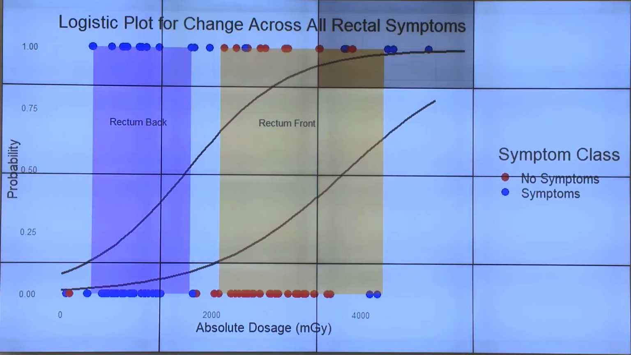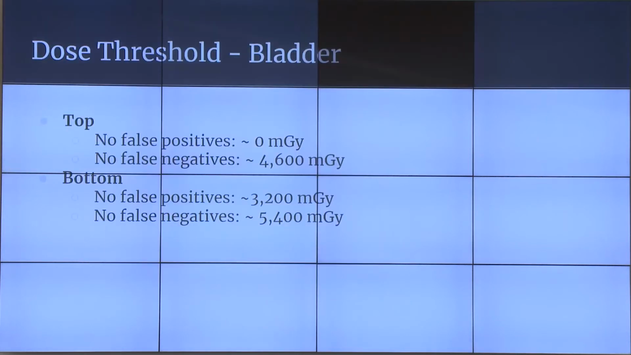And here is a visual to see how these 2 ranges differ. So we can see that the back of the rectum needs distinctly less radiation dosage, while the front of the rectum can handle a higher amount. However, for the bladder, we got very different results.